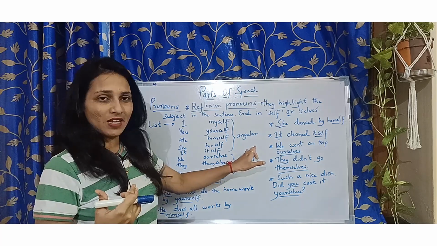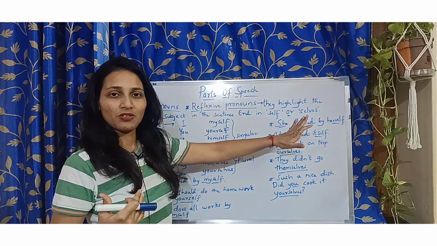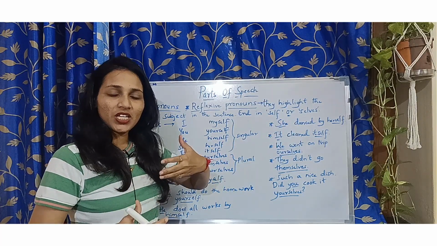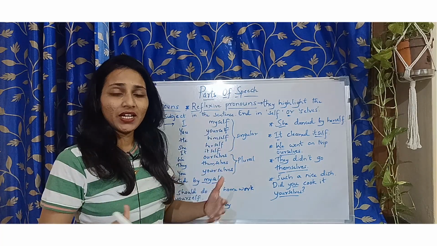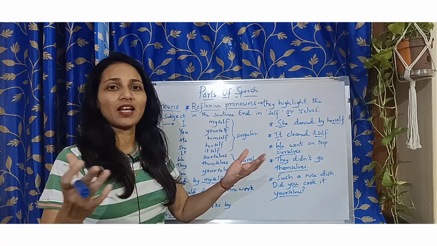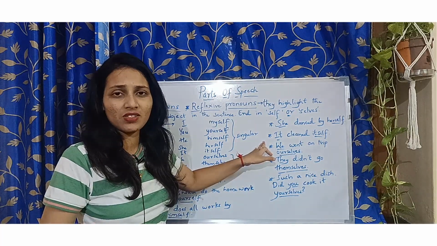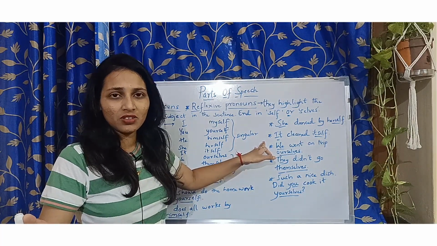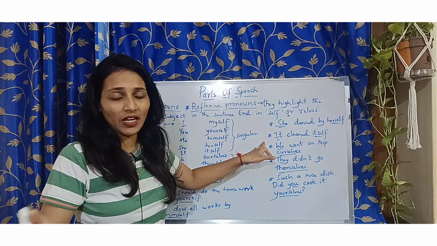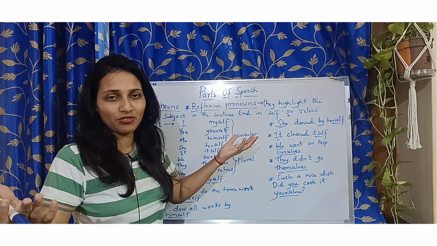To go with other examples, she danced by herself. That means she didn't take anyone's help. She didn't take anyone's support. She started dancing by herself. It cleaned itself. Imagine there is a cat, there is a dog, there is a lot of dirt on its body, and it cleaned by itself.